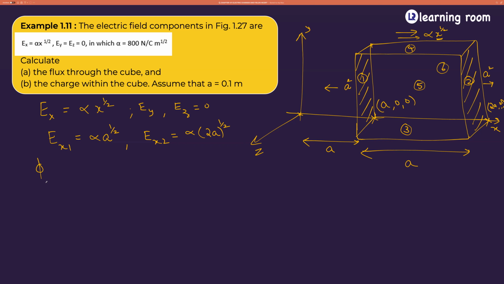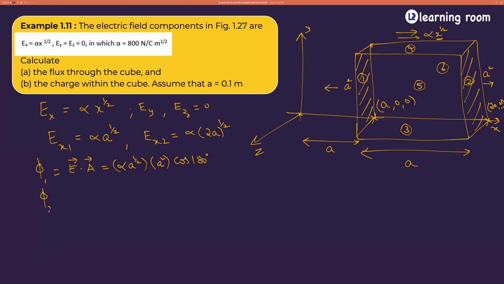What is going to be the value of the flux through the first surface? So value of flux through the first surface is going to be E vector dot A vector. So what is the value of E? It is alpha into A power half. What is the value of A? It is A square into cos of, electric field is in the rightward direction, area vector is in the leftward direction. So cos of 180 degrees. That is going to be cos of 180.